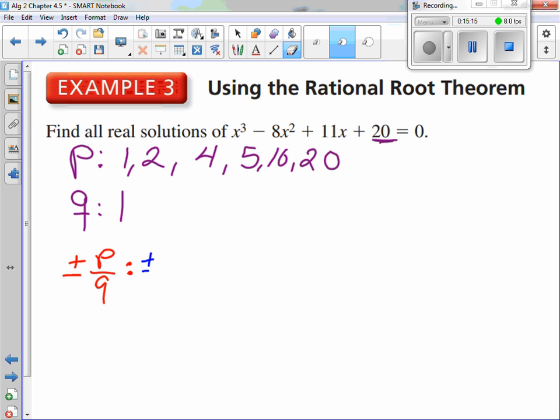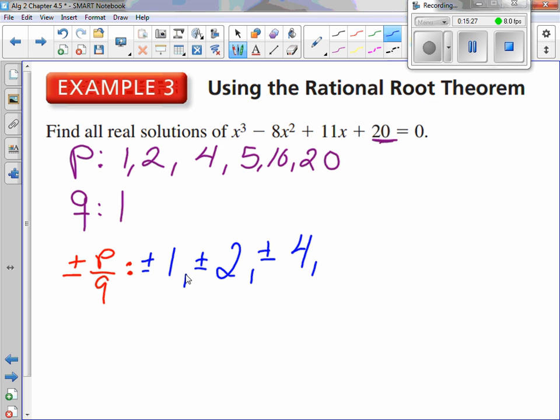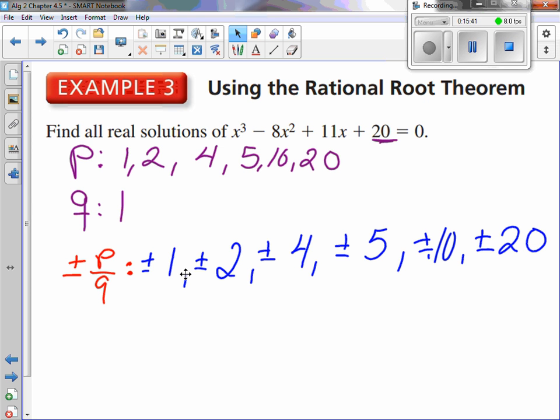Okay, so instead of writing 1 over 1, we can just write 1. 2 divided by 1 is 2. 4 over 1. 5 over 1. So plus or minus 1, plus or minus 2, plus or minus 4, plus or minus 5, plus or minus 10, and plus or minus 20 are all of the possible rational zeros for this function.